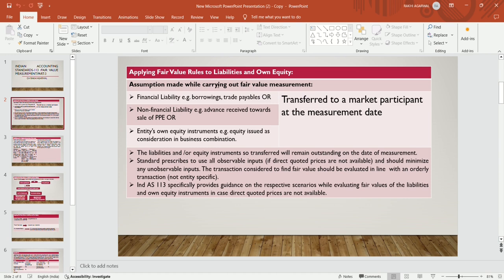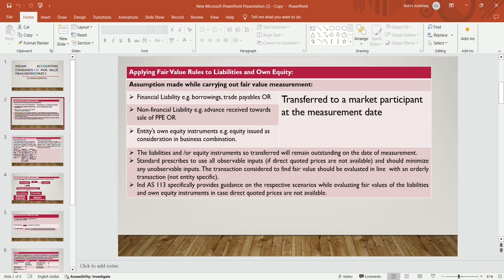So the liability or equity instruments so transferred will remain outstanding on the date of measurement. Means the liability which is outstanding on the date of measurement is not settled, it is transferred. In case of business combination, like if any merger or acquisition happens, all the assets and liabilities are to be transferred to the other company, the company who acquired the organization. So in that case, fair value is to be done of all the assets and liabilities also.